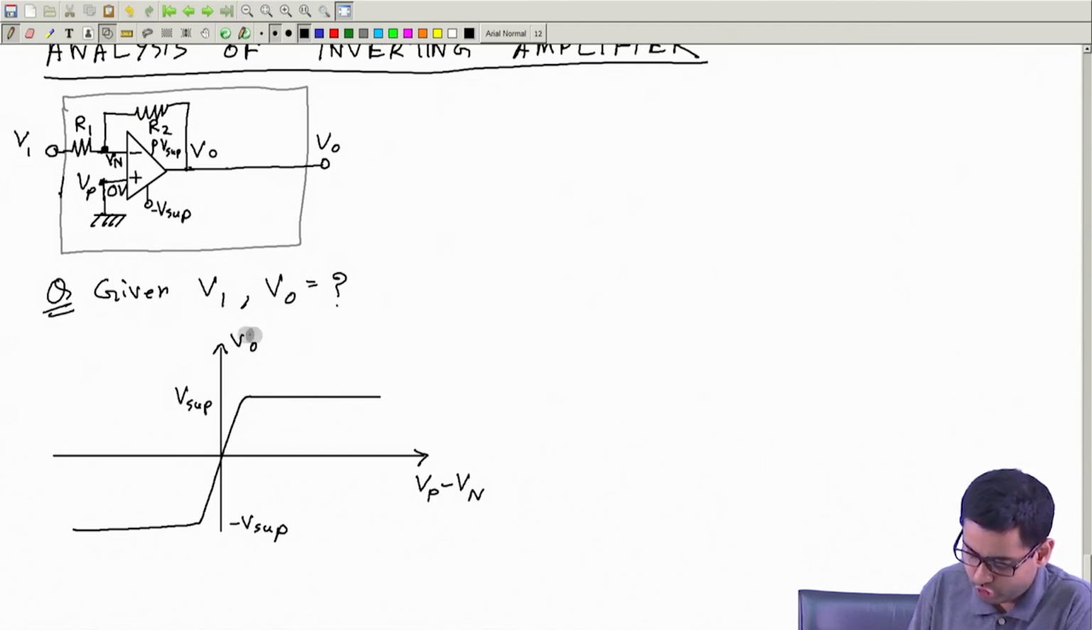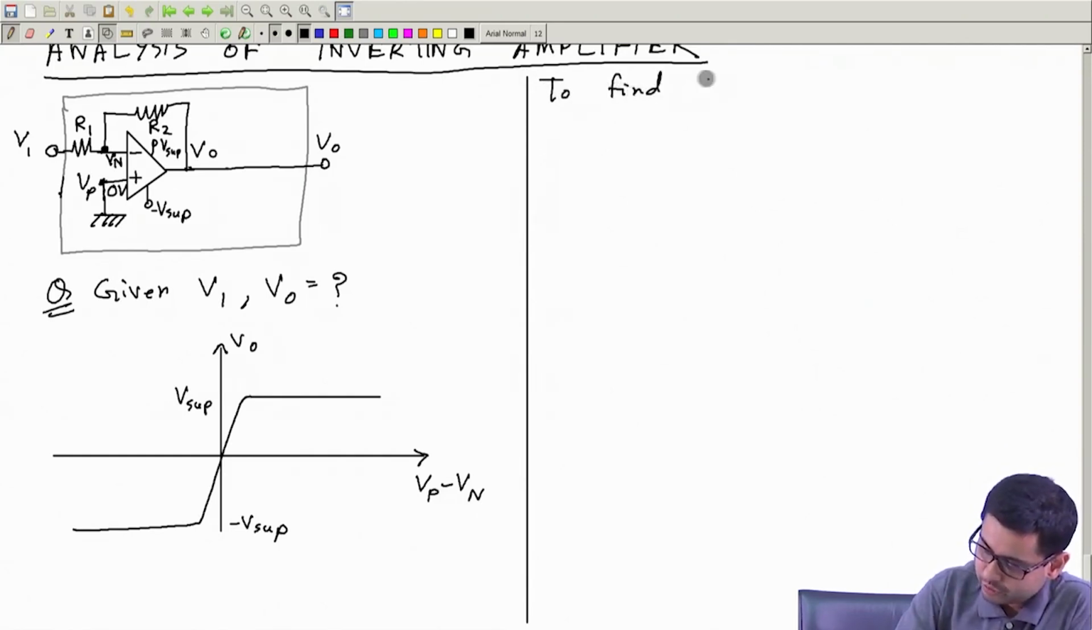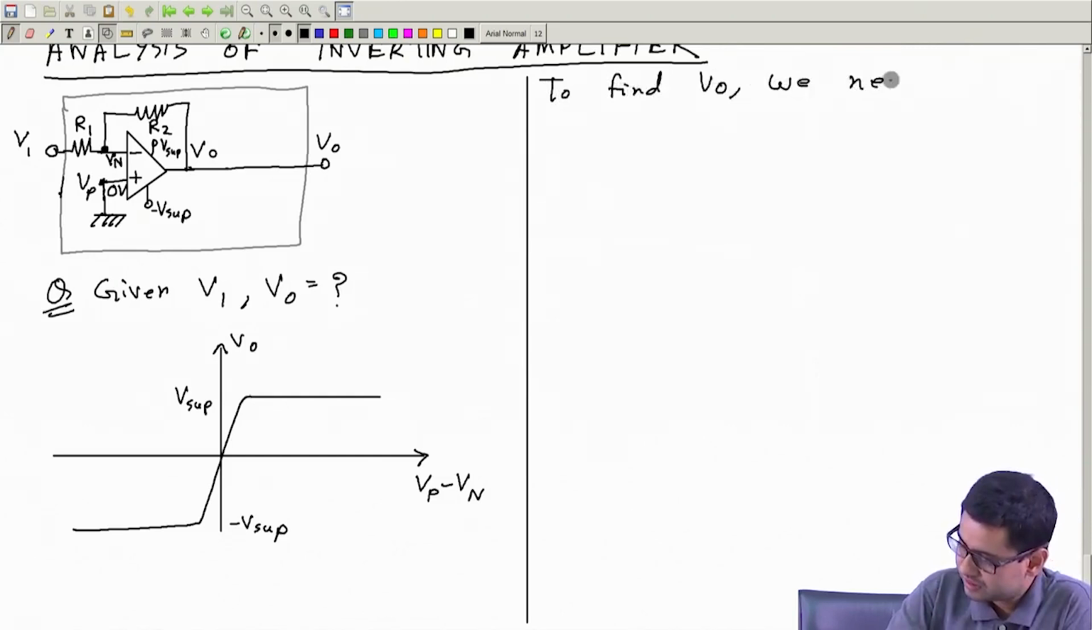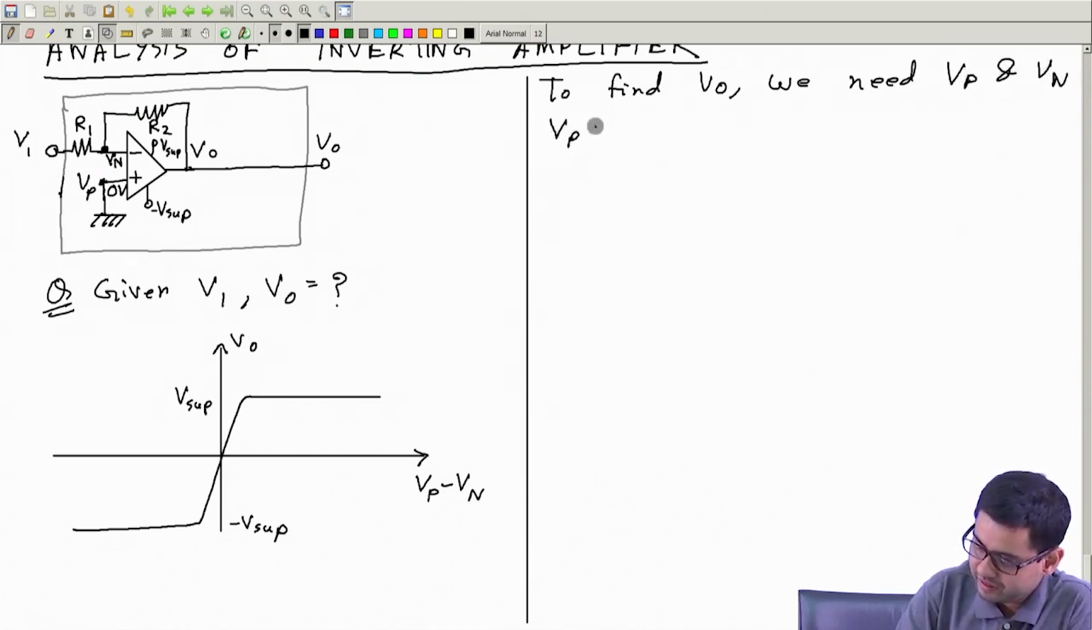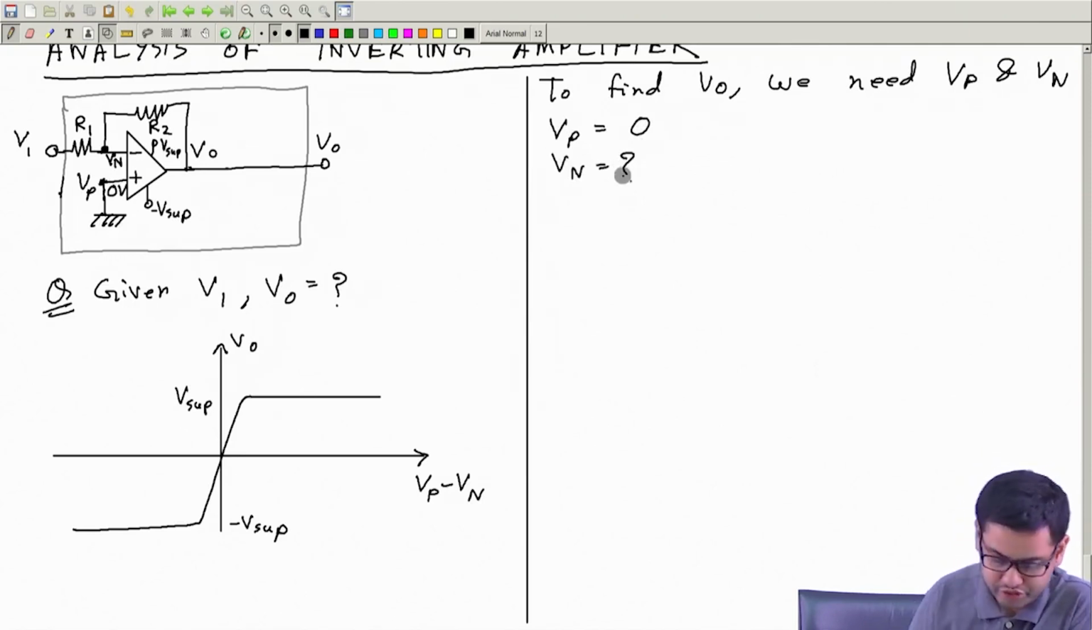Now to find VO, we need both Vp and Vn. Vp is known, Vp is 0, because this is connected to ground. But Vn is how much? Do we know Vn? Not directly, but we know something about Vn.